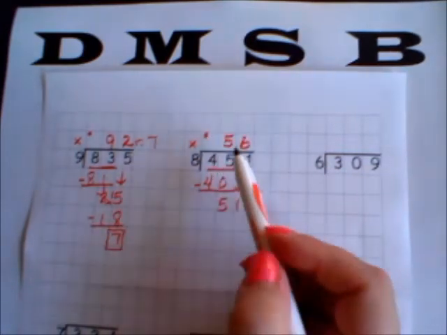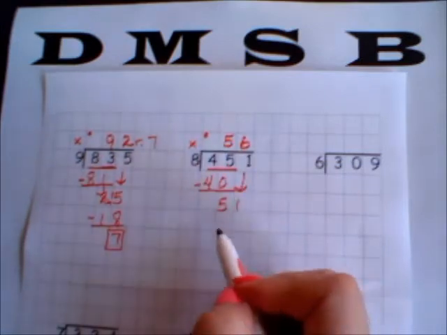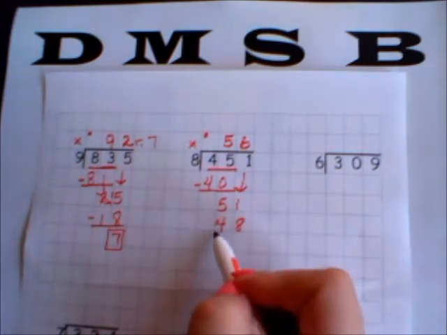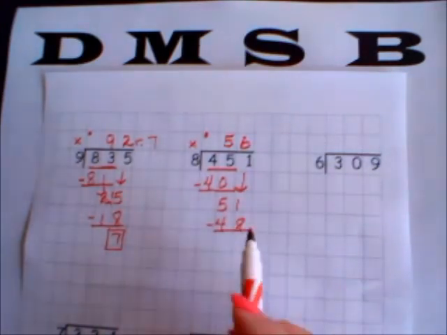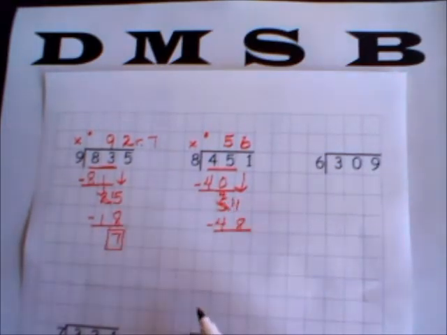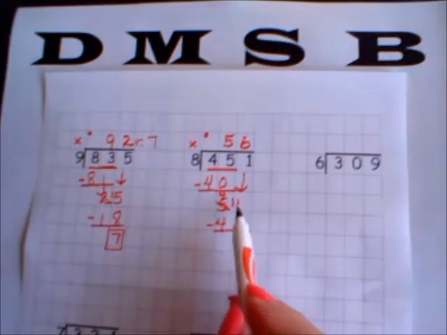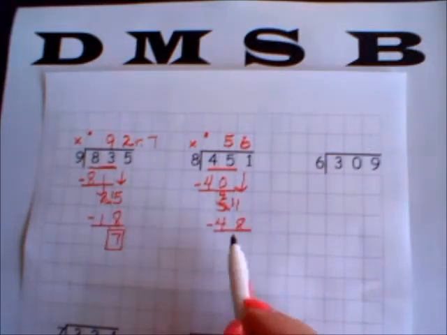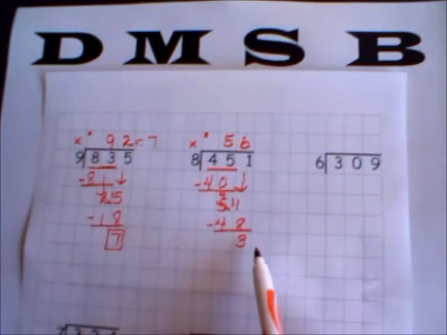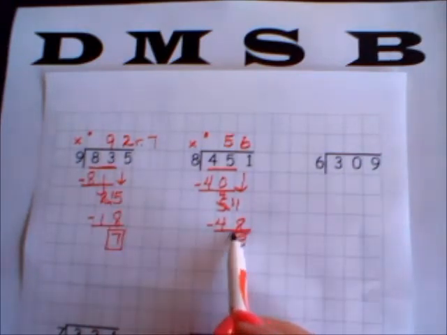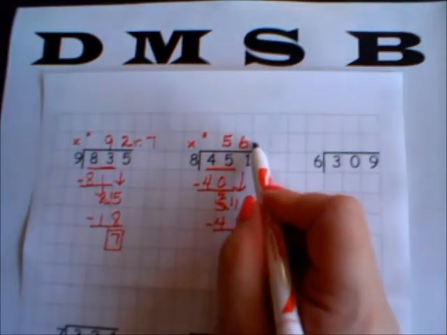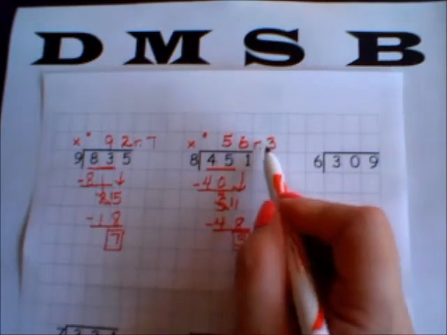Okay, next step, multiply. 6 times 8 is 48. Look at our steps. Next step is subtract. Okay, we're going to have to borrow from the 5. We'll get 4. We'll add our 10 to our 1 and get 11. 11 minus 8 is 3. 4 minus 4 is 0. We have nothing left to bring down. Again, we have a remaining amount. Okay, so we have a remainder of 3.